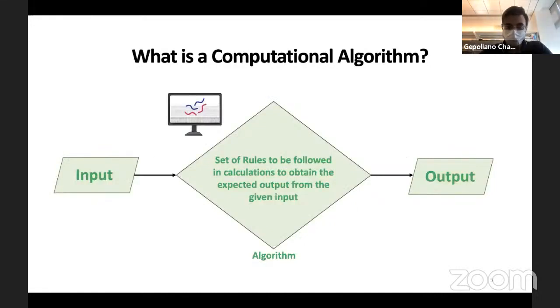So for many of us, and for me particularly, a computational algorithm is a thing that I never used to think about. 5 years ago, for instance, I never really thought about what a computational algorithm is. But today, I would like to give you a very general idea of what a computational algorithm is. It is basically a set of rules to be followed in calculations to obtain results as an output from a given input. So you basically have some piece of data, you give it to a computational algorithm, and you get a result out of it.